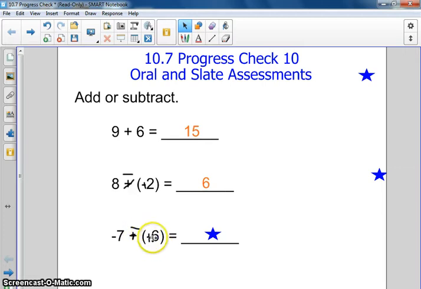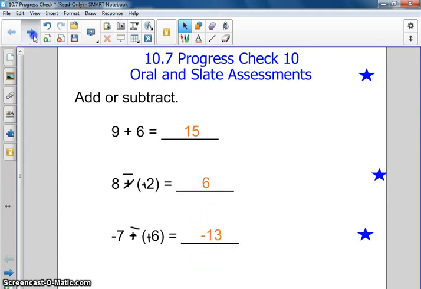So you already owe someone $7, and then you have to give them $6 more. How many dollars total do you have to give them? 13. So you owe them $13. And remember, owe is negative.